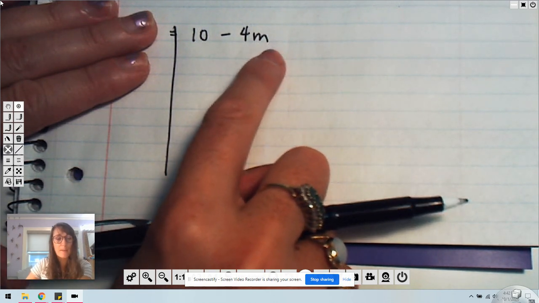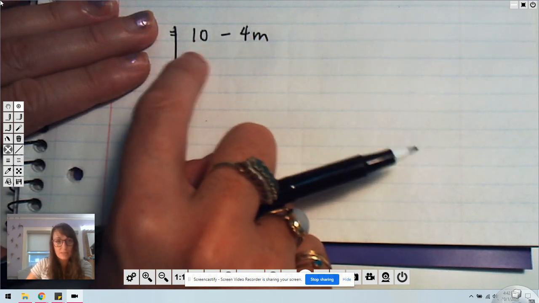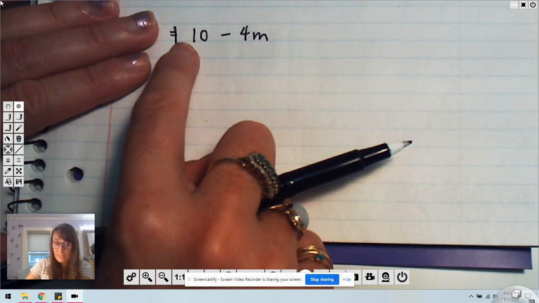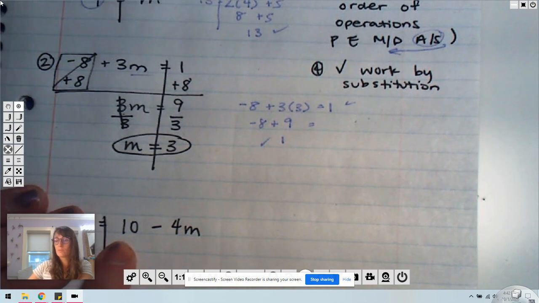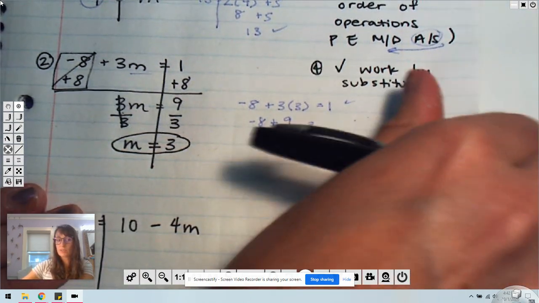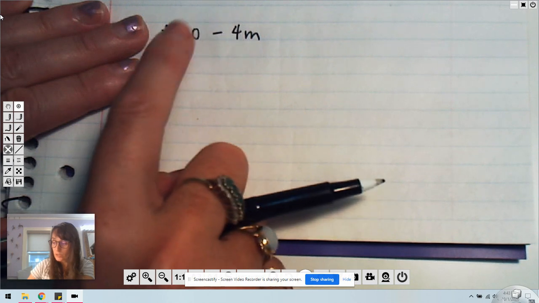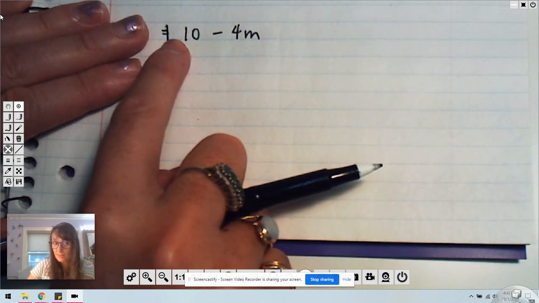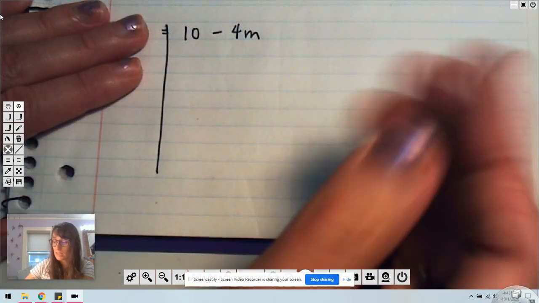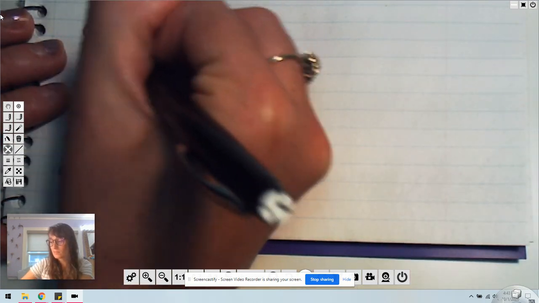So m is being multiplied by negative 4, and I see a positive 10. I look to the left. There's nothing in front of that 10, so that means it's a positive 10. When I think about my order of operations, I need to do it in reverse, which means I need to deal with any addition or subtraction first, and the multiplication has to come last. So the first thing I'm going to do is deal with the 10. This is a positive 10. The opposite of a positive 10 is a negative 10. So I'm going to subtract 10 from both sides.